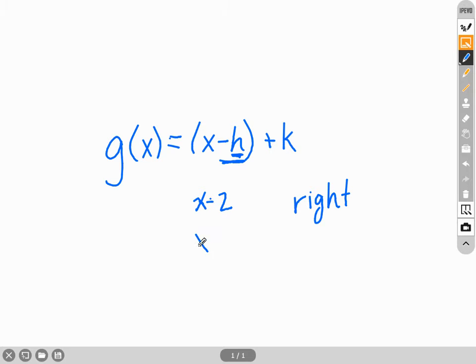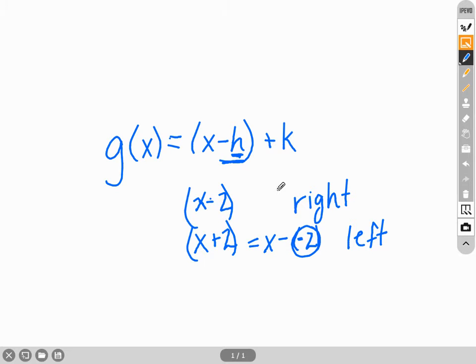If I have x plus 2 in my parentheses, well, then what that means is I must have had x minus a negative 2, because remember the minus is part of the formula. So minus a negative makes it a positive. So this negative 2 is why it shifted to the left 2 units. When I write it, it looks like it's a positive 2, but that minus is part of the formula. So it was actually a negative 2, because minus a negative, again, is a positive. So this is shifting to the left 2 units.